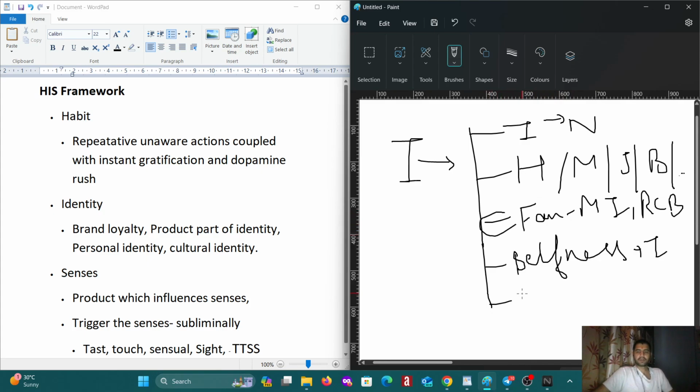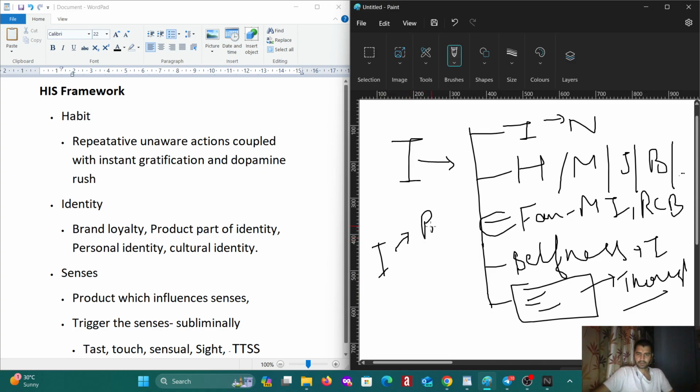Then the way you are is also part of your identity, how you think, the thinking patterns, or the thought process. The thought process also comes under this identity. So this is the basic frame of identity. It's the identity which creates the personality. So it's the I which gives the P.